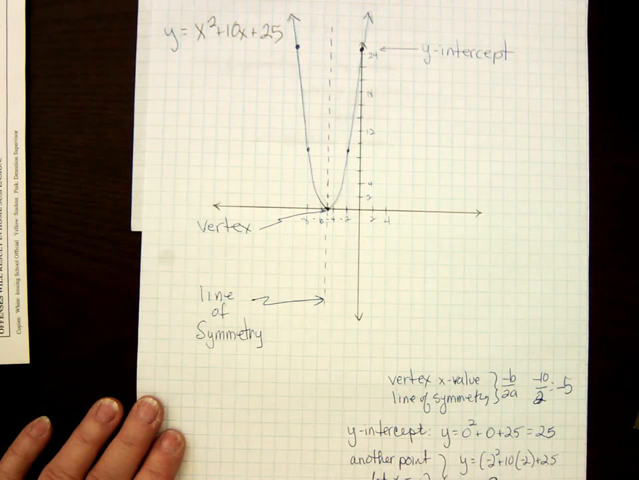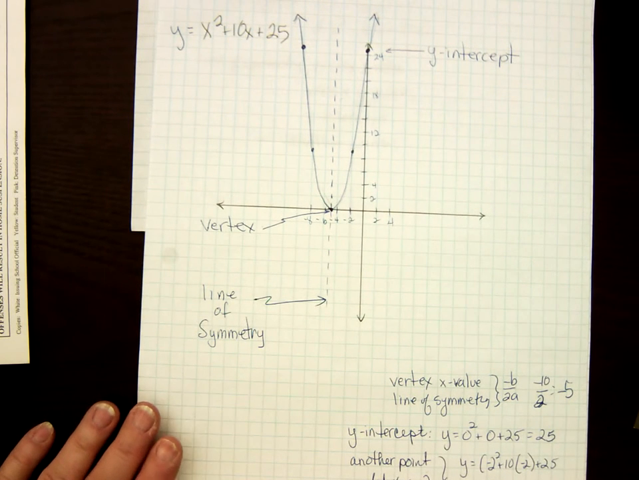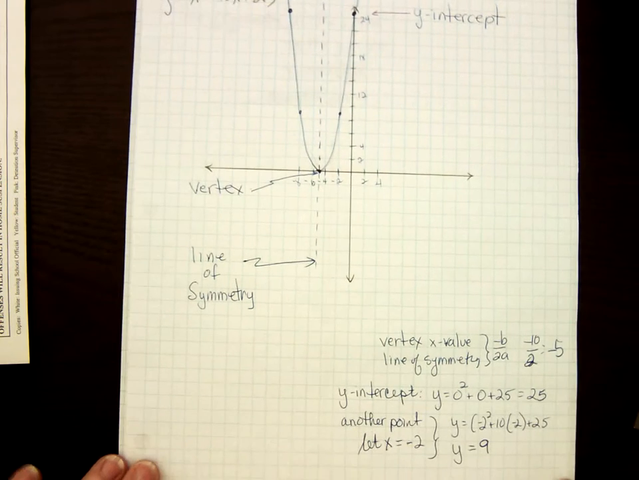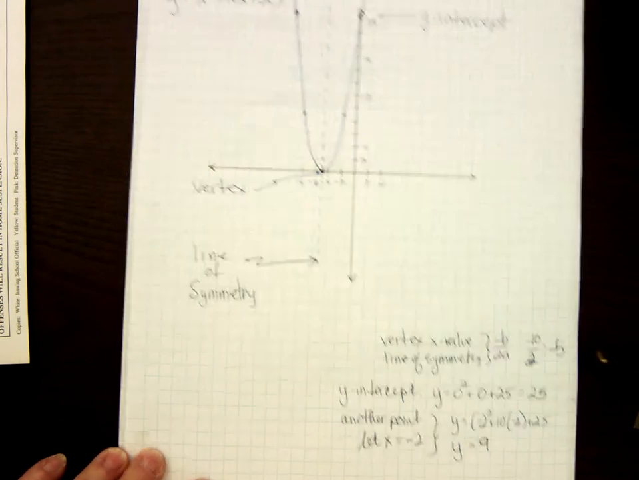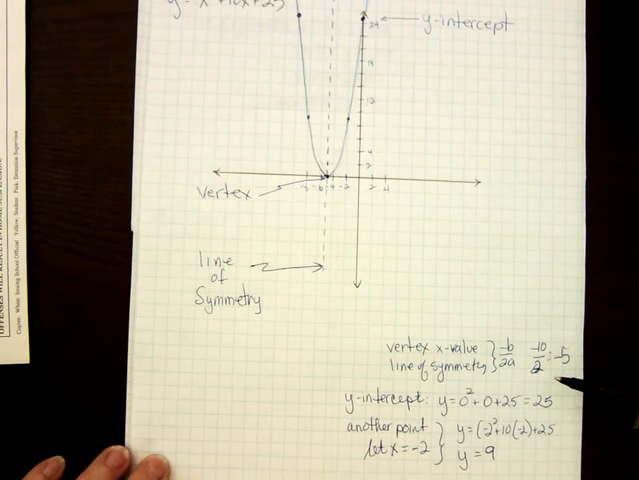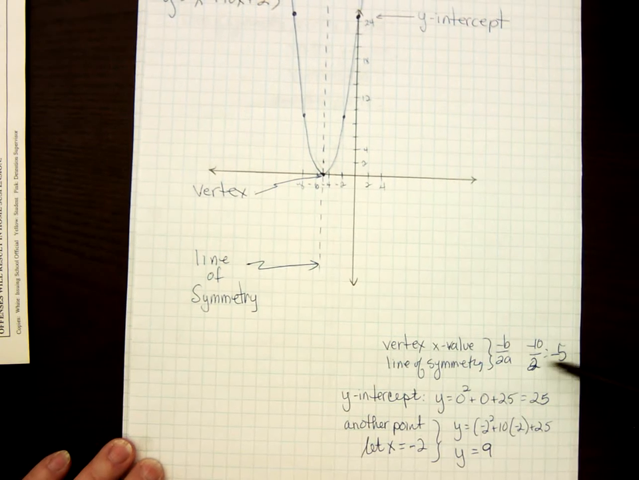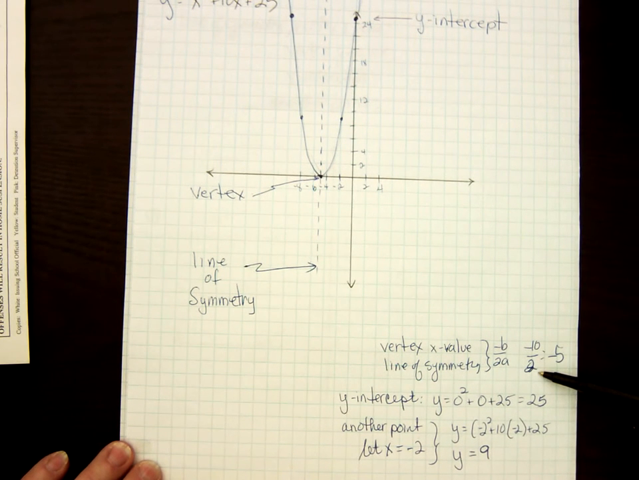Please feel free to stop the video at any time so you can catch up with your notes. I just want to quickly share with you the calculations to find these points. I started with the vertex x value and the line of symmetry, which are the same points, and I used negative b over 2a, substituting my values, and so x equals negative 5, which is right here.